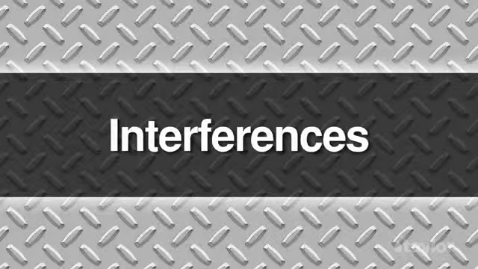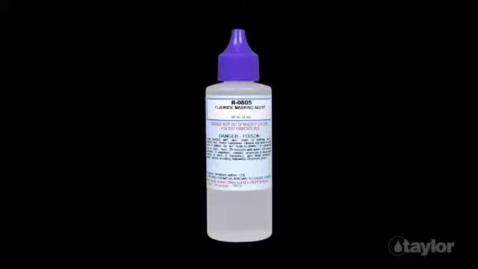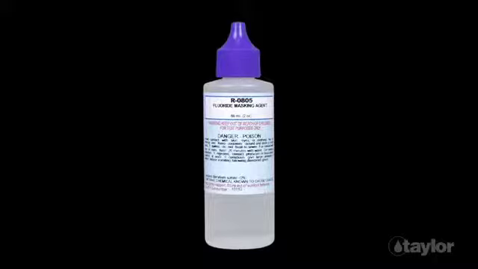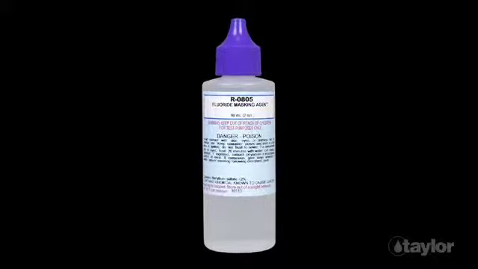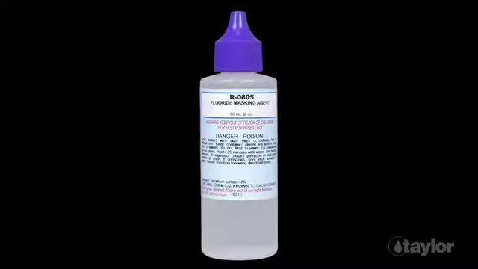Note: the K-1583 contains a masking agent to eliminate interference from fluoride. Iron can cause negative interference at a level greater than 5 ppm. Orthophosphate and polyphosphate can cause positive interference at all levels.